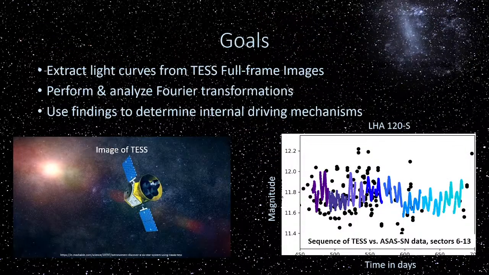So for this project, we had goals that we wanted to go through. We wanted to extract light curves from TESS, the Transiting Exoplanet Survey Satellite, and then take these light curves and perform and analyze Fourier transforms, and use the results of the fits of the transforms to look into the internal driving mechanisms. Up here we have an image of TESS, and then we also have a sample light curve, which is, as I said, brightness, so magnitude over time.